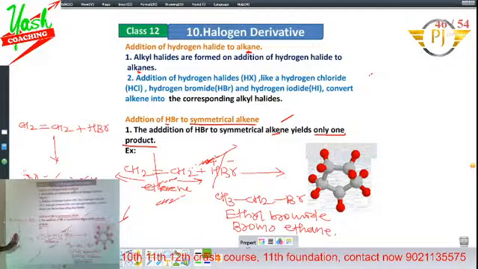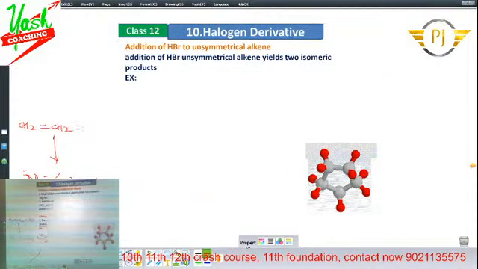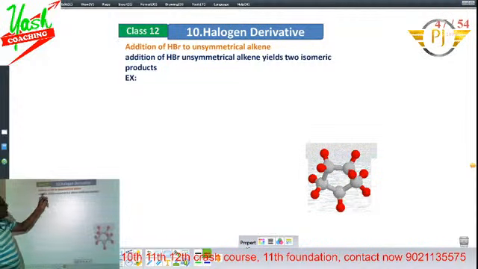In this way, we can simply consider that whenever HBr is added to symmetrical alkenes, there is no problem, because only one product is formed. But the problem arises when HBr is added to unsymmetrical alkenes.